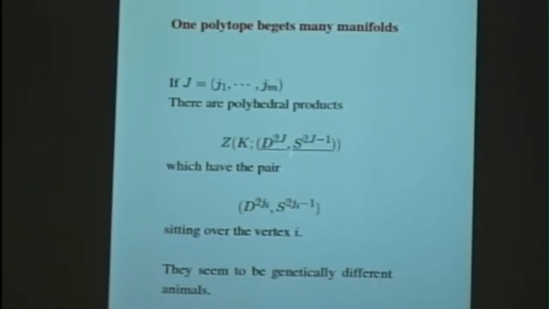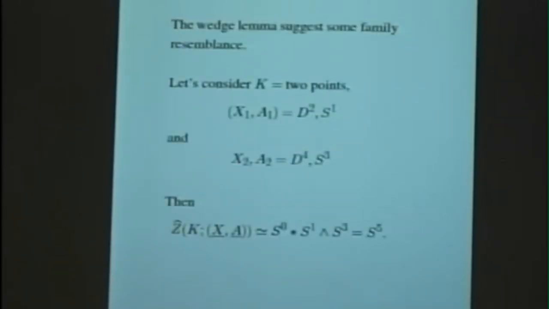We can form the polyhedral product functors using different spheres at each vertex. D2, S1 gave us the moment-angle complex. These, when you're using different spheres, look like they're genetically different. Now, I actually like Soren's idea of introducing animals into a lecture. So I'd like to call the moment-angle complex, D2, S1, a wolf. And these I'm going to call sheep. That actually is a hint as to where this theorem is going, but we'll see what happens later. The wedge lemma suggests some family resemblance between these two.